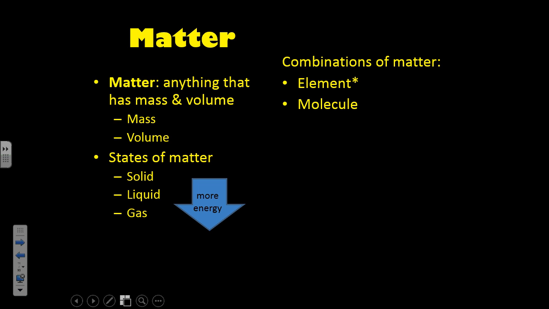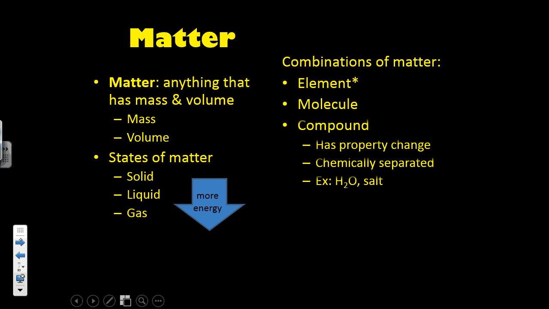The next term that we need to be familiar with is what's called a molecule. A molecule is just a general term for a combination of atoms. So anytime you have more than one different type of atom combined together, it's a molecule. The first more complex step is what's called a compound. Now, a compound is a molecule. It's a combination of atoms, but in the course of this combination, there has been a property change.